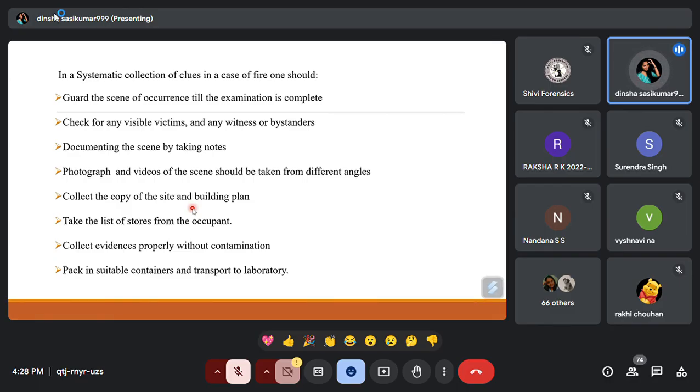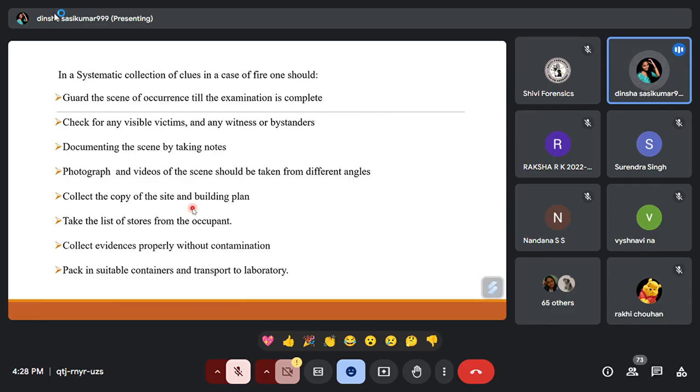Documentation is an important step in all crime scenes. So we have to document the scene by taking notes, then photographing and videography. Photography and videography is also very important, so photographs and videos of the scene should be taken from different angles.